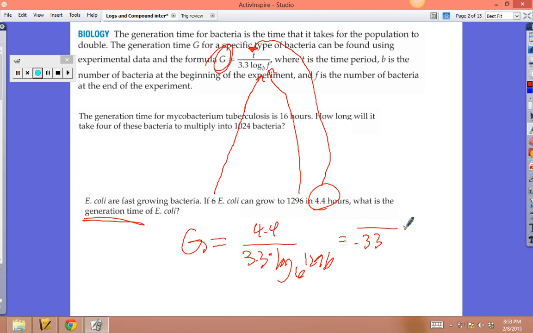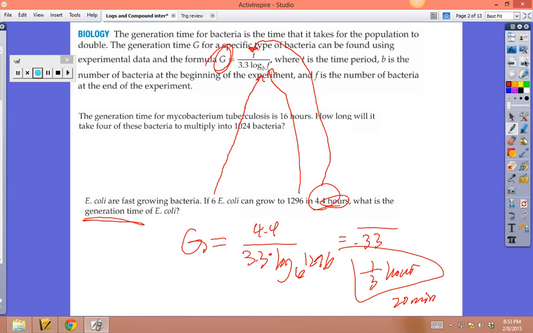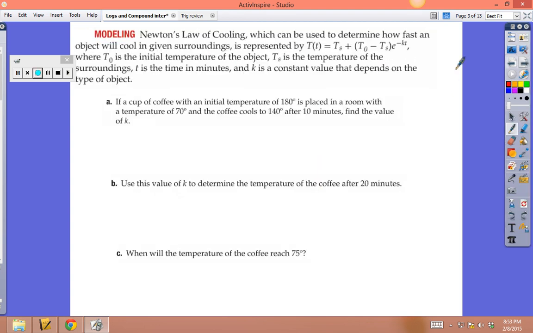Okay, so we get 0.3333, and we're still in hours, so this is like a third of an hour will be the generation time. Maybe, so it's like 20 minutes. So they're not too bad. You just need to know what numbers you're plugging into the formula. You might have to read it 2 or 3 times for it to make sense.